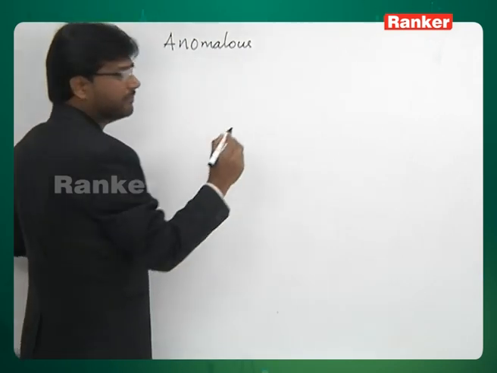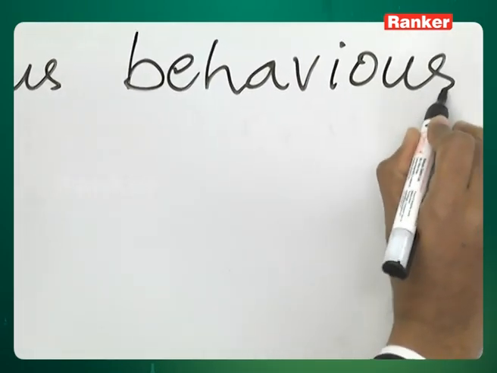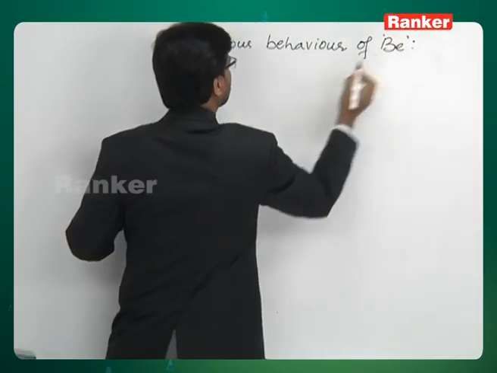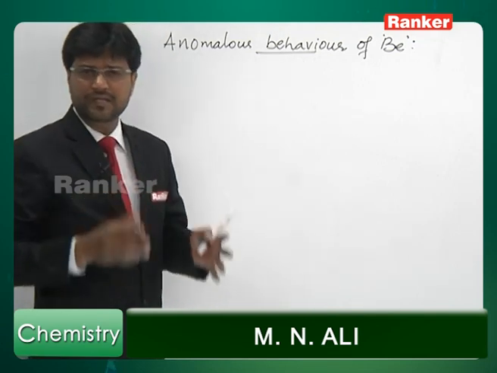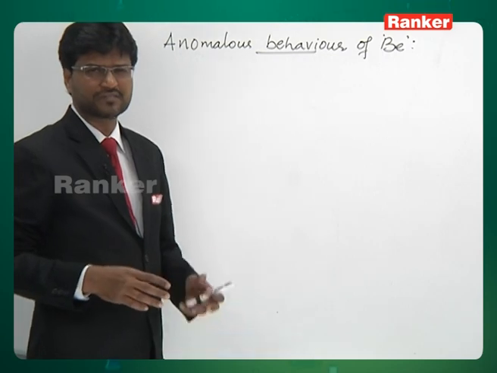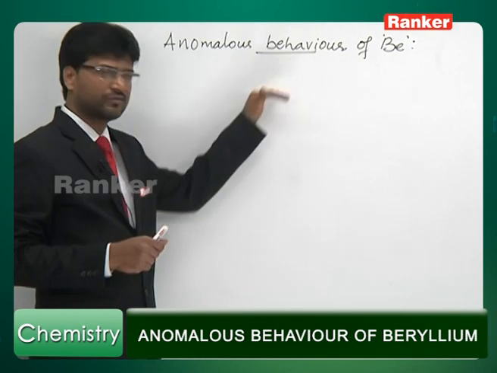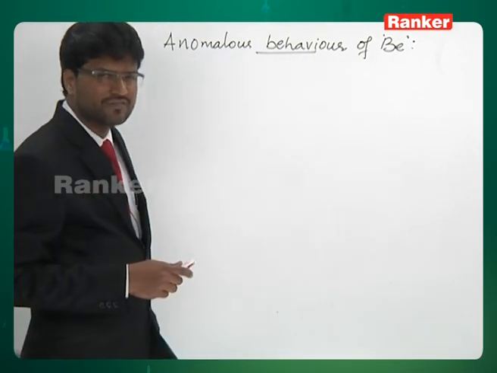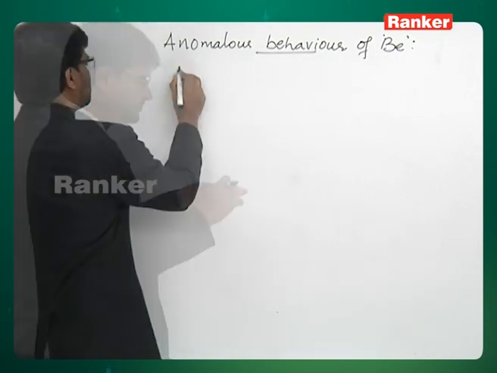Anomalous behavior of beryllium. As I told you just now, beryllium, due to its very small size and high polarizing power of Be2+, differs in some of its properties from the rest of the alkaline earth metals. Here we are going to discuss the points of differences between beryllium and the rest of the alkaline earth metals. Let's talk about them one by one.